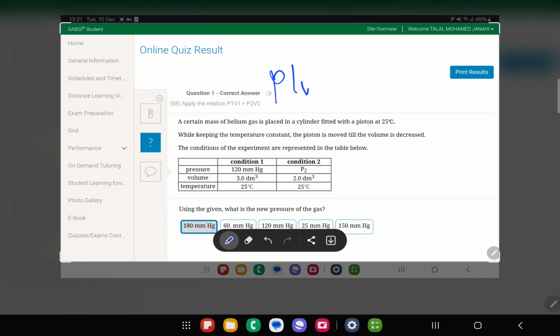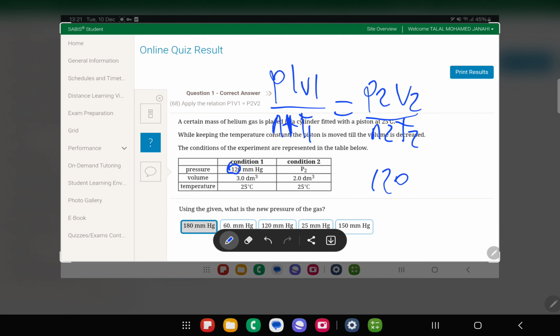P1 V1 over N1 T1 equals P2 V2 over N2 T2. Okay, now of course before we solve, we have to insert the values into their respective conditions. 120 serves as P1, so we'll put it as 120. V1 is 3, so times 3 over.